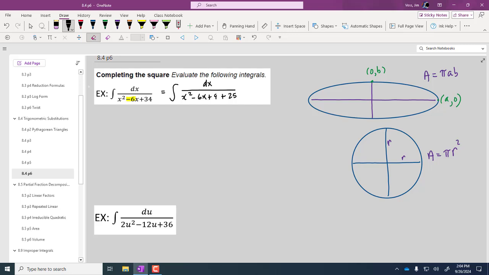So now this part here is a perfect square trinomial. So that part can factor as x minus 3 quantity squared. So we will have the integral, and we will have x minus 3 quantity squared plus 25. Now that denominator is a sum of squares.